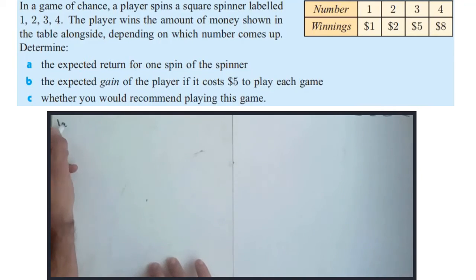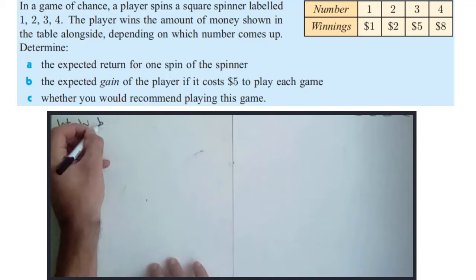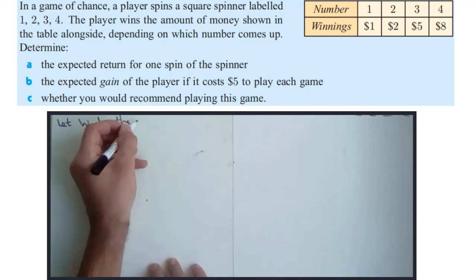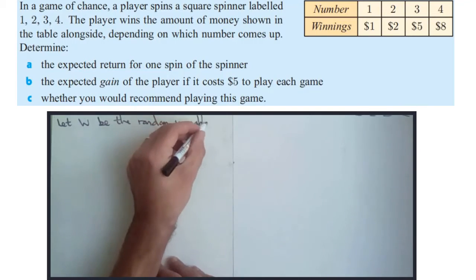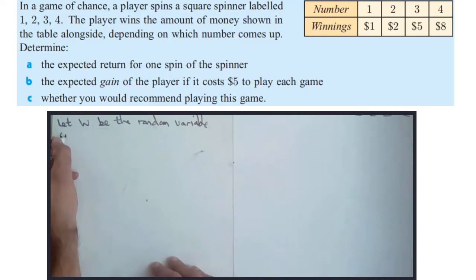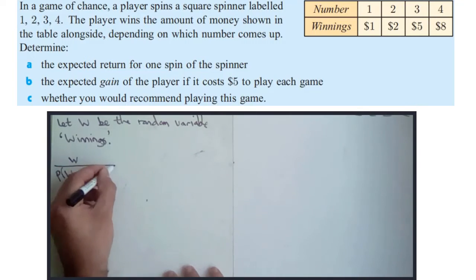So let W be the random variable winnings. What we need to do is draw the table for this, and we're going to find the expected winnings. So we are going to have a little w, and then the probability P(W = w). We're going to put them in like this.